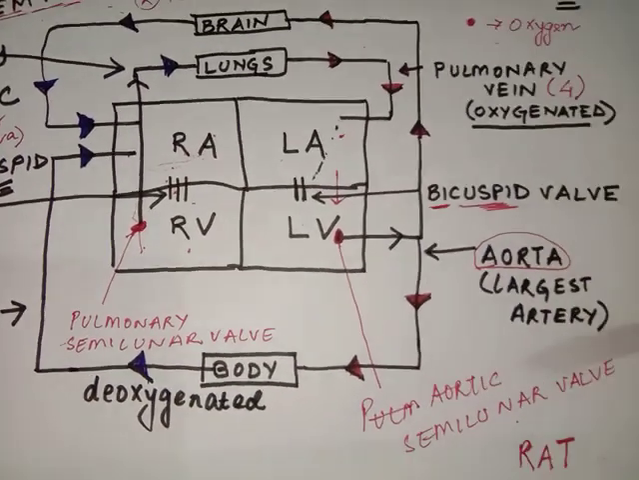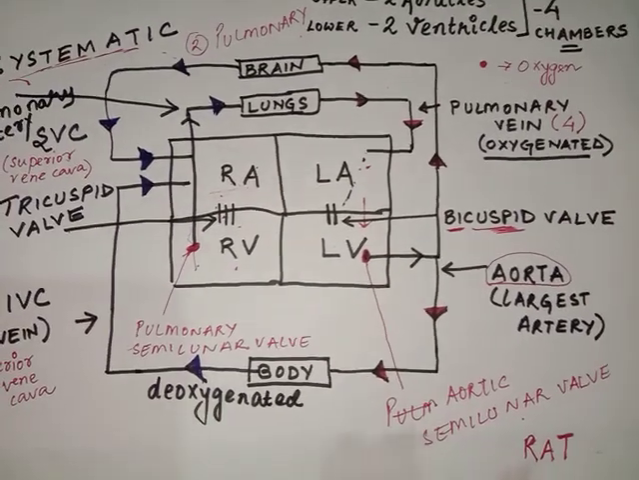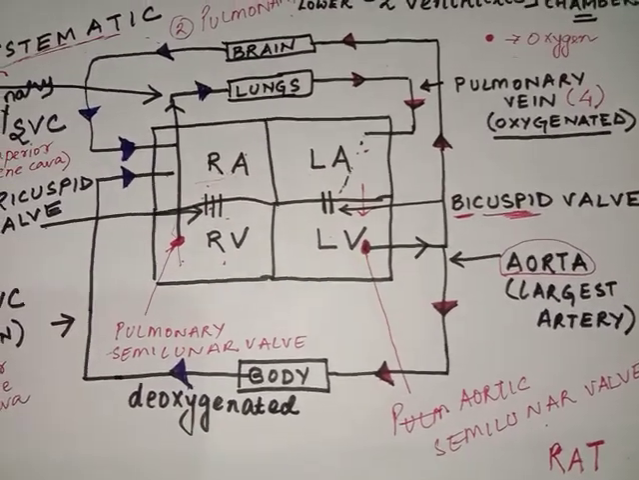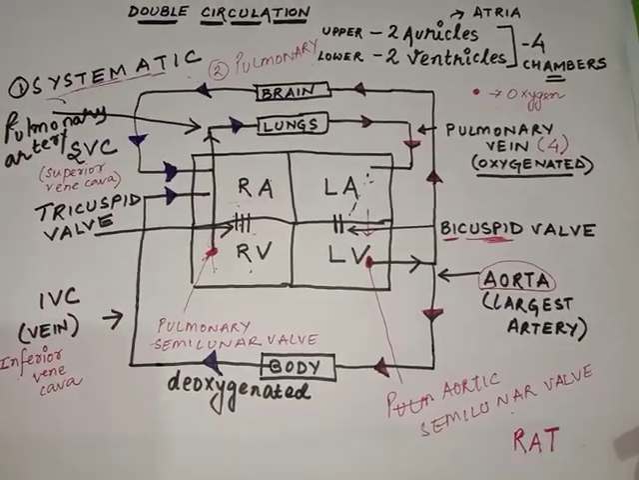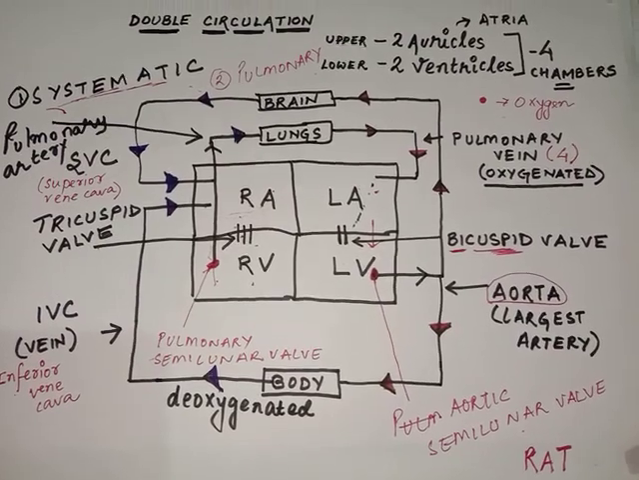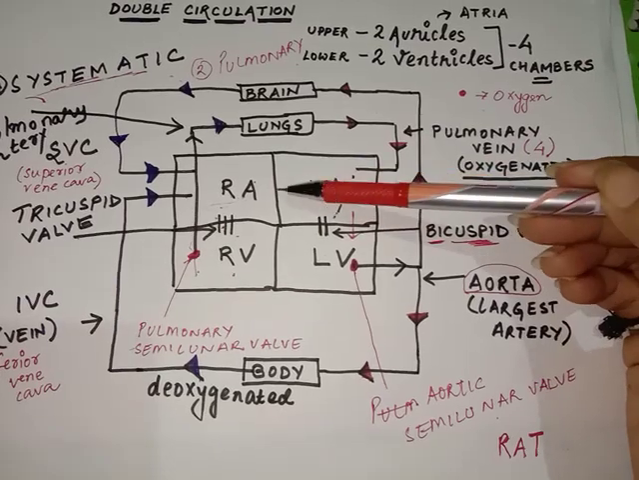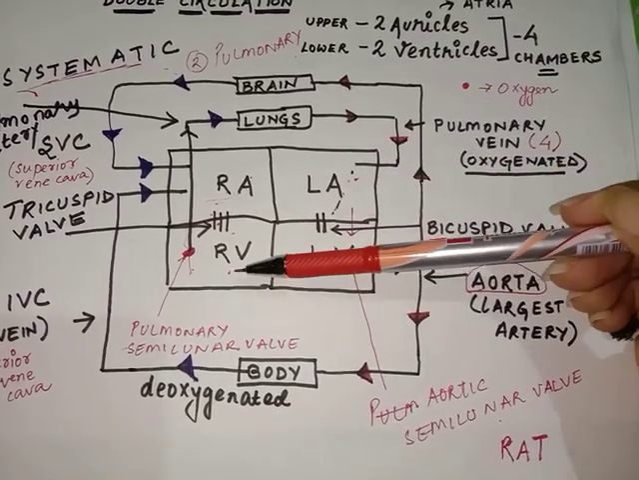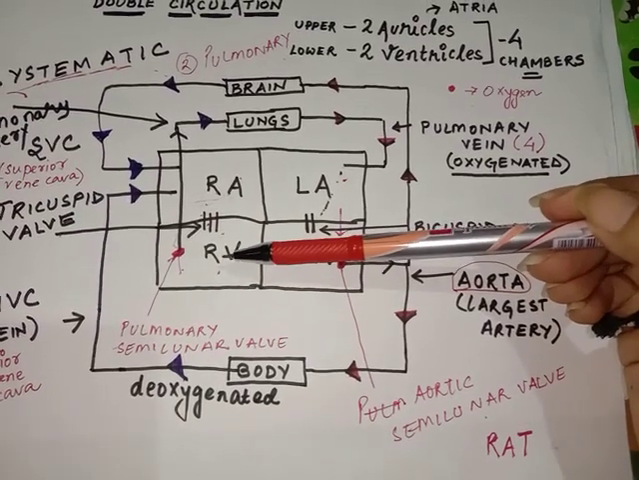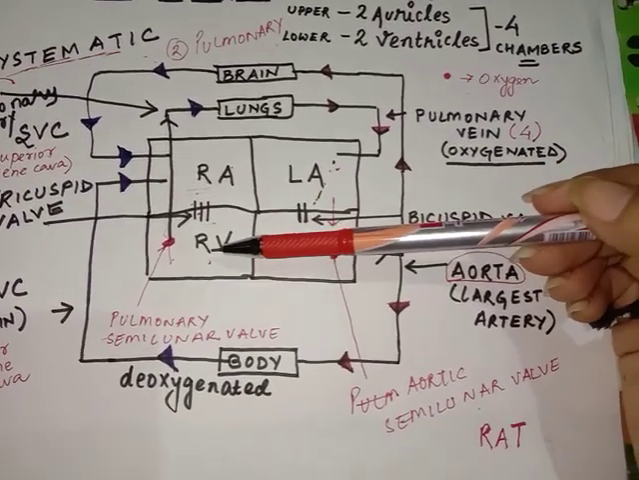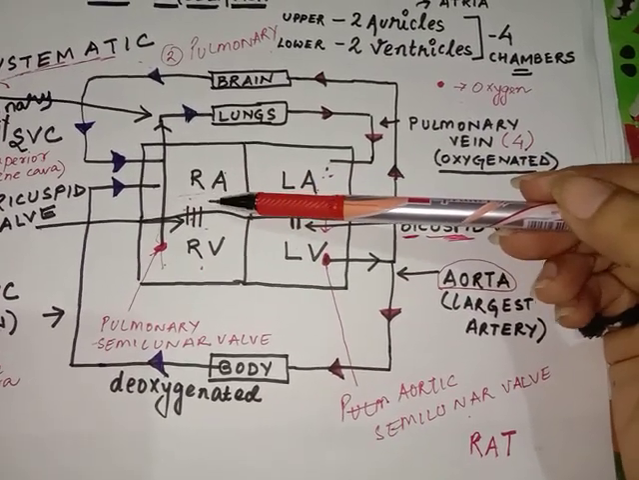So what is the function of these valves? Please listen and kindly note it down. The function of the valve is to prevent the backflow of the blood. What do I mean by backflow? For example, the blood is coming from the auricles to the ventricles. If these valves are not present, the blood from the right ventricle can even go back into the right auricle.